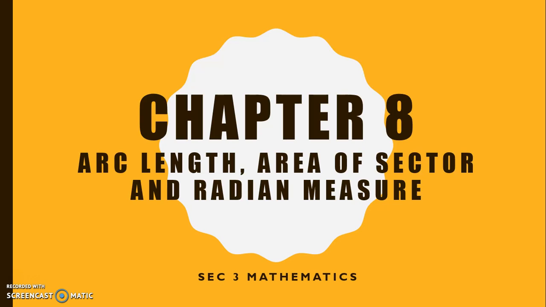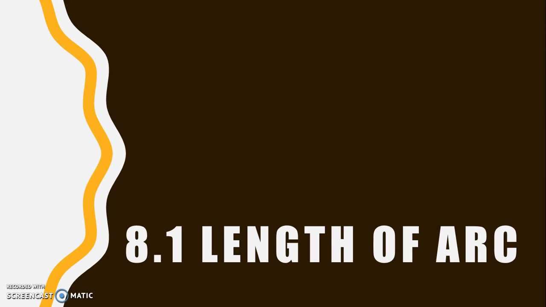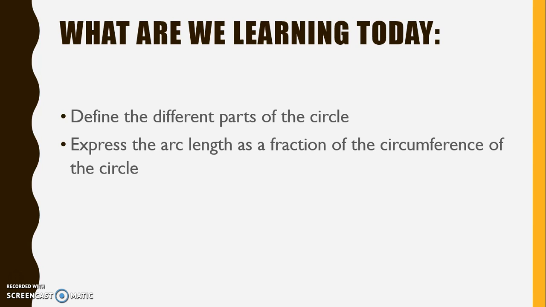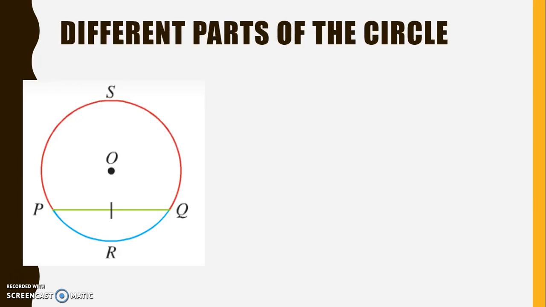For this particular e-learning, we'll only be focusing on 8.1 and 8.2. 8.1 teaches us how to find the length of an arc. What we will be learning is to define the different parts of the circle and to express the arc length as a fraction of the circumference of the circle. But before we go there, I need to introduce to you the different parts of the circle.